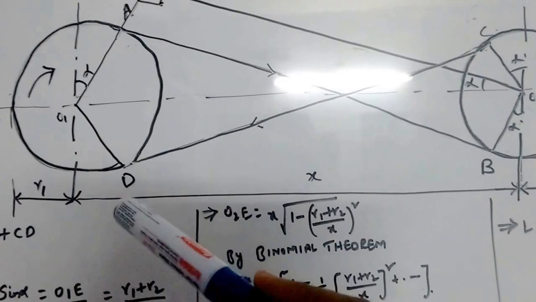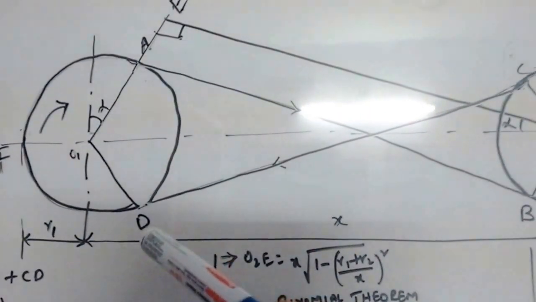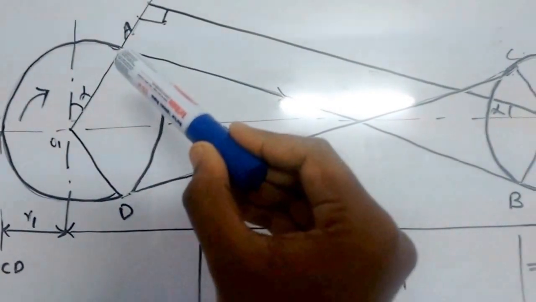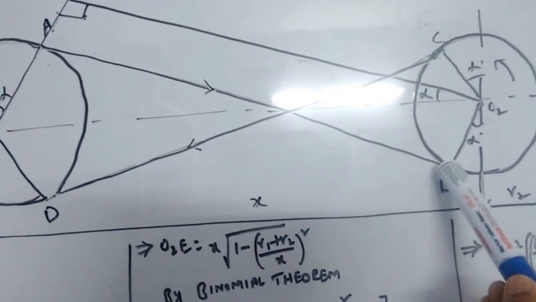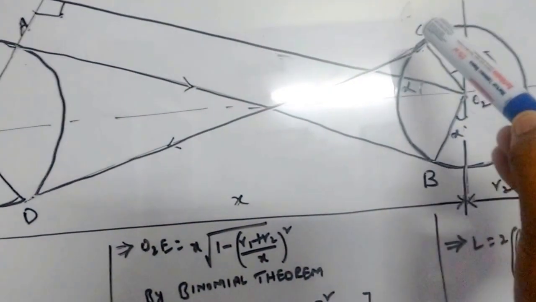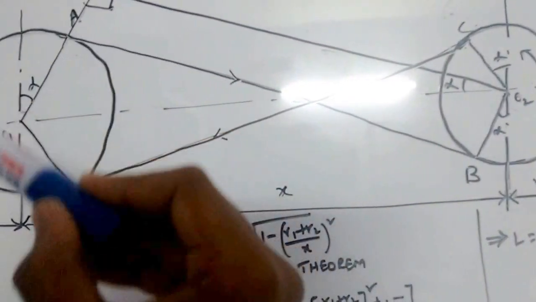Now the length of the cross belt drive is equal to DFA, AB and BGC. The entire thing gives the length of the belt drive.